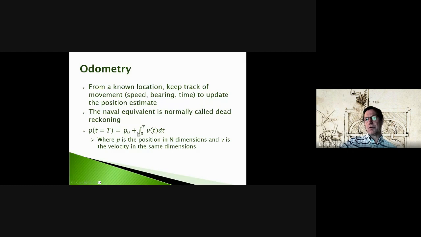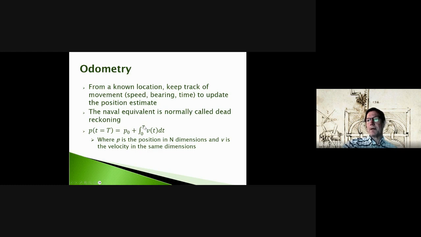I created a little equation here that attempts to describe that. P0 here is your initial location. Depending upon your coordinate system, you might be confined to a line, and so you could just look at this in one dimension, but generally we're in two or three dimensions, so this would be a vector or array.